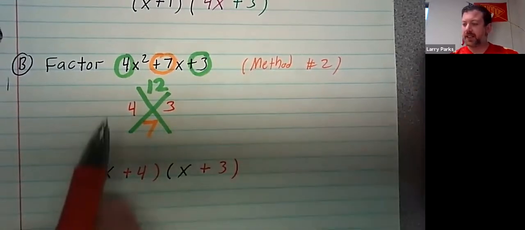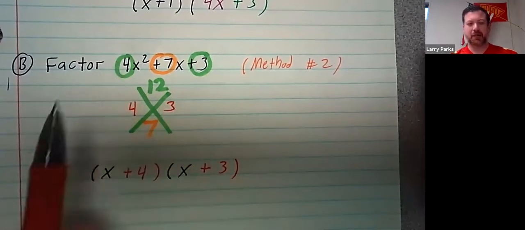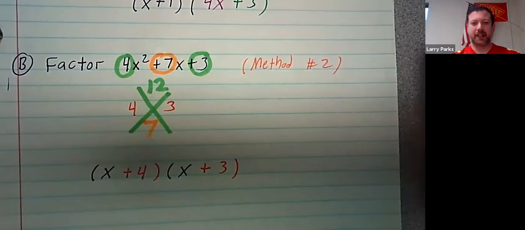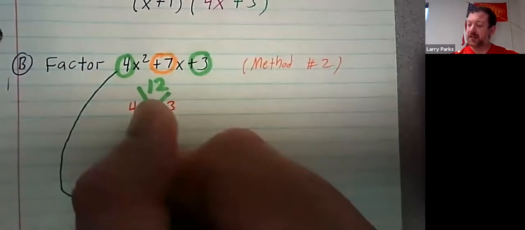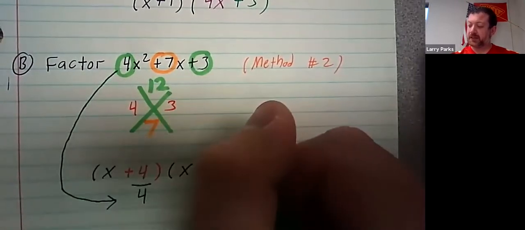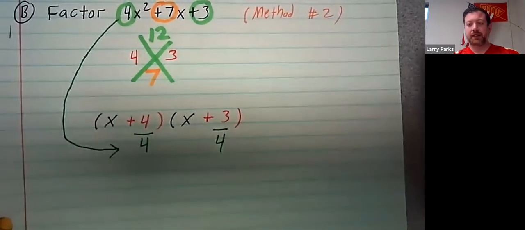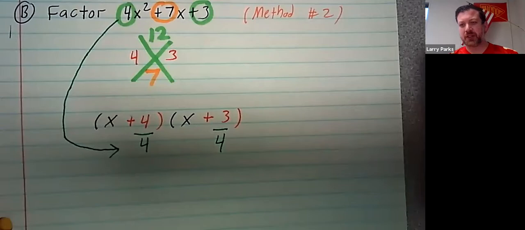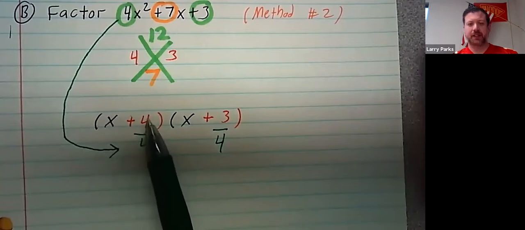Now, if this was a 1, we would be done. Okay, but because it's not a 1, we need to take into account that 4. And so what you're going to do is you're going to take this 4 and you're going to divide them both by 4. And then from there, this is where it's more so a trick and not mathematical. If it reduces, you reduce it. Okay, so like 4 divided by 4 is 1.